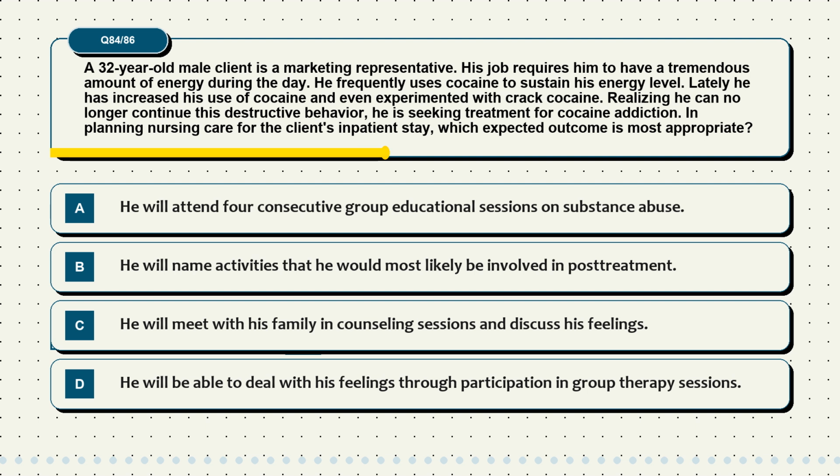In planning nursing care for the client's inpatient stay, which expected outcome is most appropriate? Here are the options. Option A. He will attend 4 consecutive group educational sessions on substance abuse. Option B. He will name activities that he would most likely be involved in post-treatment. Option C. He will meet with his family in counseling sessions and discuss his feelings. Option D. He will be able to deal with his feelings through participation in group therapy sessions.